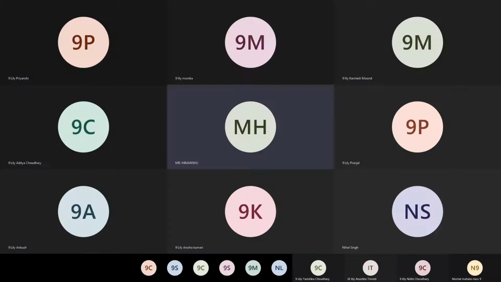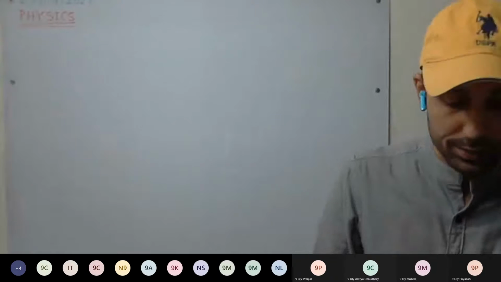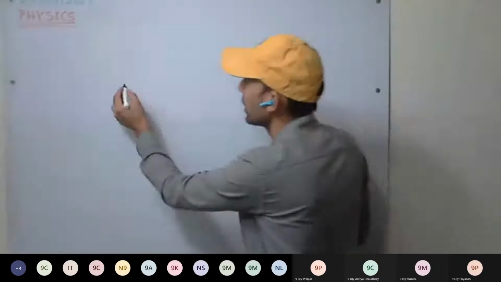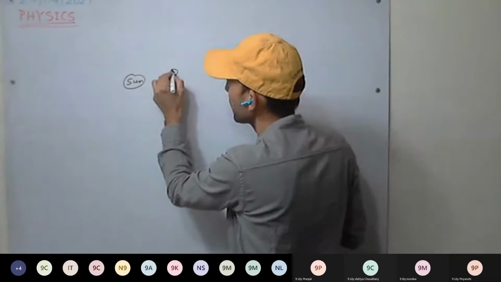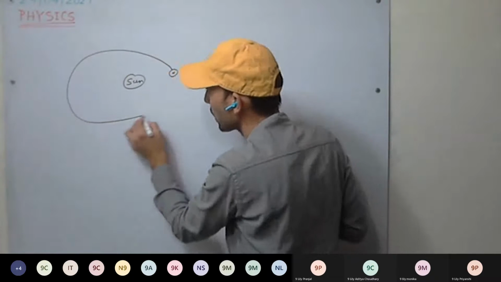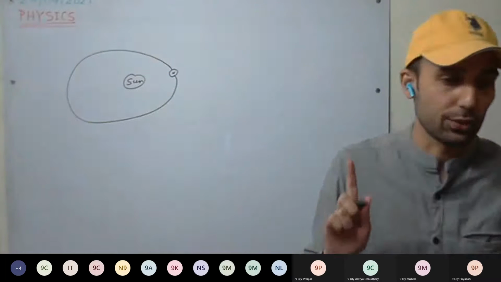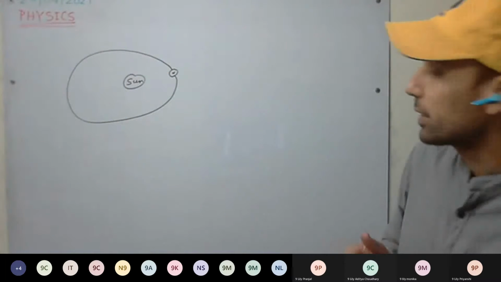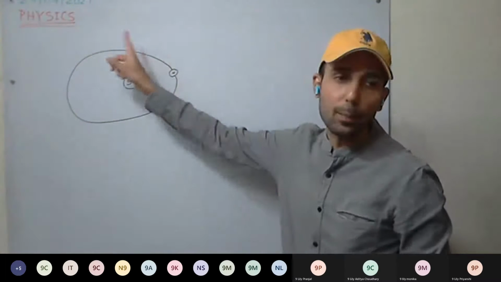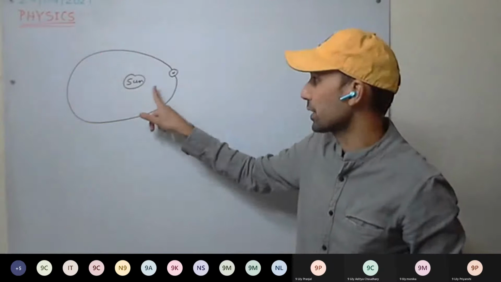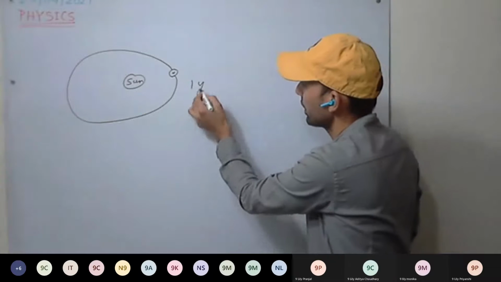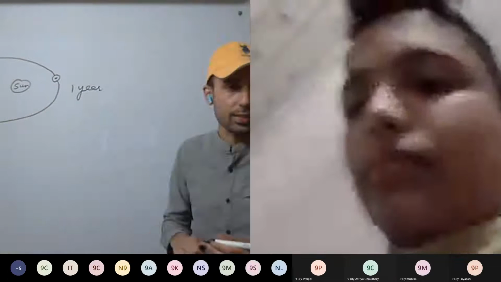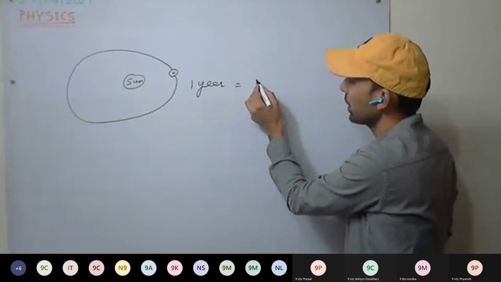Of time, we start with year. So how much is 1 year? If this is our sun and Earth is here, the time taken for Earth to complete one revolution around the sun is defined as 1 year.